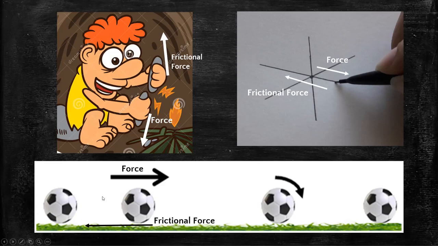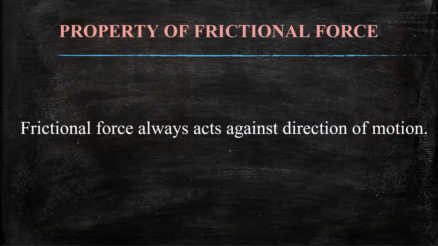So what do you infer from all these examples? Excellent. That frictional force always acts against the direction of motion. Very nice, students. So this is a property of frictional force, that frictional force always acts against the direction of motion.